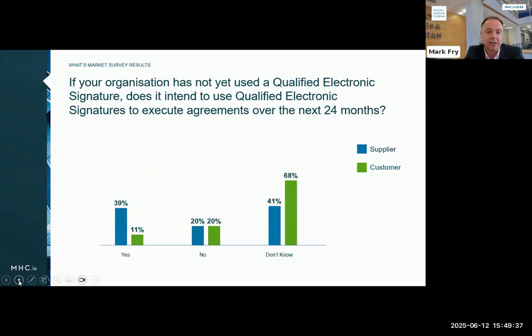So for those of you who indicated in your response to the survey that you haven't actually used a QES yet, a significantly higher portion of suppliers, you can see 39%, have indicated that you expect to use them over the next 24 months.